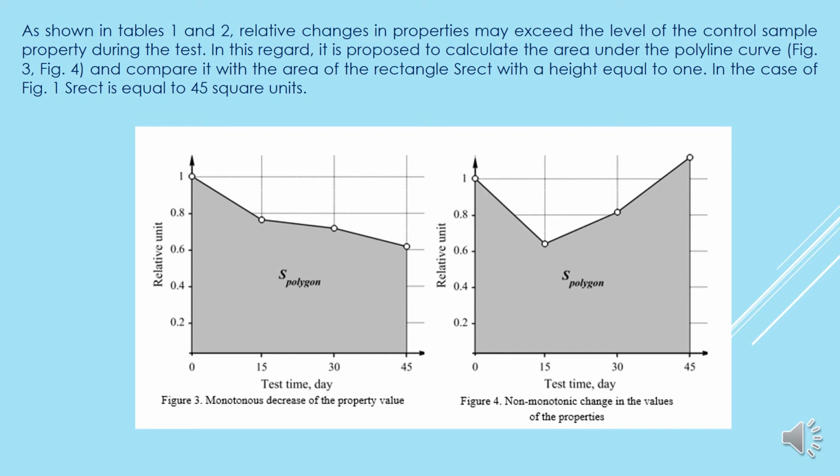In this regard, it's proposed to calculate the area under the polyline curve, Figures 3 and 4, and compare it with the area of the rectangle S-rect with the height equal to 1. In the case of Figure 1, S-rect is equal to 45 square units. In Figure 3 you can see a monotonous decrease of the property value. In Figure 4 you can see a non-monotonic change in the values of the properties.